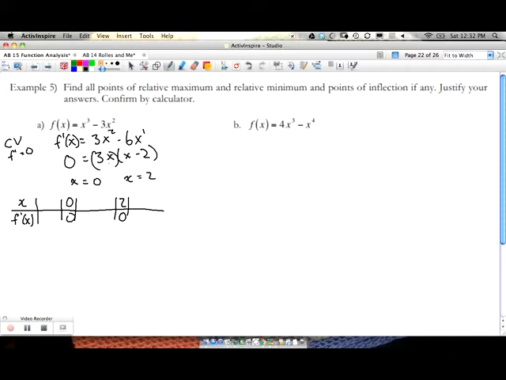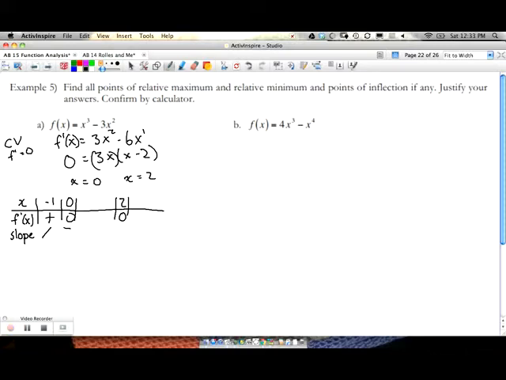But what happens before 0? For example, if I were to plug in negative 1, that would be negative 3 times negative 3, and that's positive. So if I look at negative 1, this is a positive value. So what does that mean for my slope? It means that I'm increasing. And then I flatten out.